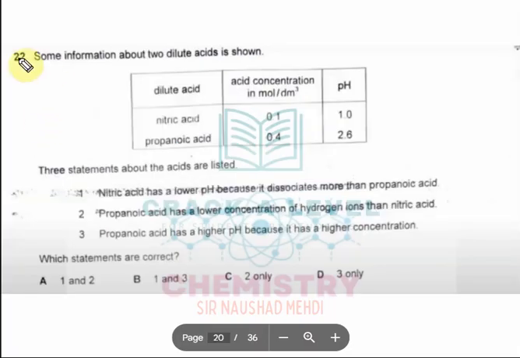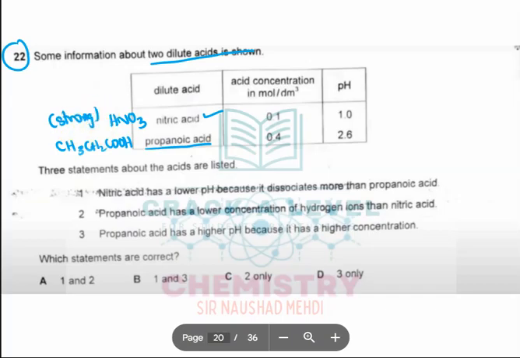Some information about the 2 dilute acids is shown. There are 2 dilute acids given to you. One is the nitric acid, which is HNO3, okay, and the other one is the propanoic acid, and the propanoic acid is CH3CH2COOH, which is a carboxylic acid. And we all know that the nitric acid, which is a mineral acid, is a strong acid, okay, and the carboxylic acid, which is an organic acid, is a weak acid. So here the concentration is given and the pH is given. So 3 statements about the acids are listed below.